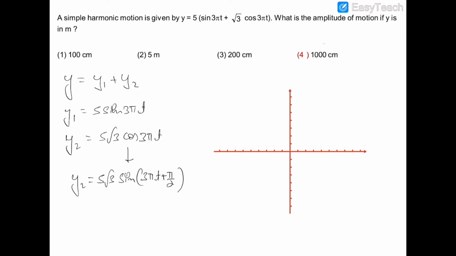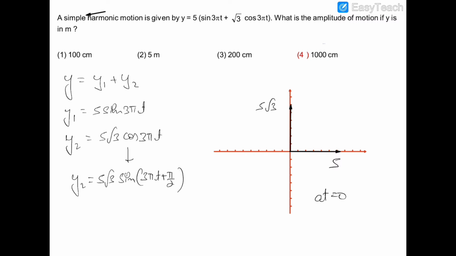So you can see that at t is equal to 0, the phase of this y1 is 0, and therefore its representative, which is its amplitude, would be drawn on the x-axis like that. So this is 5, and the phase of this cos function will be pi by 2, so its representative 5 root 3 would be drawn like that. So this is 5 root 3.